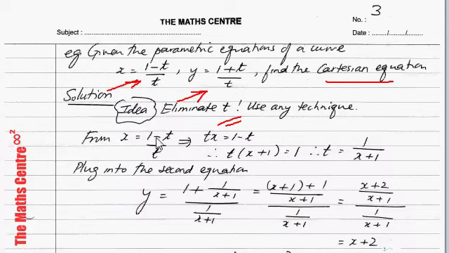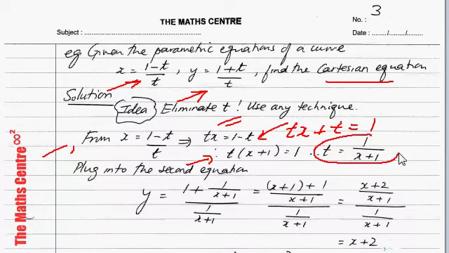Now, from x equals (1 minus t) over t, take one of the equations. I've started with x equals (1 minus t) over t. If I bring the t up, cross multiplication, I'll get tx equals 1 minus t, and then I'll bring the t to the left hand side, so I can write tx plus t equals 1, and then take out the t, you'll get t(x plus 1) equals 1, and therefore t equals 1 over (x plus 1).